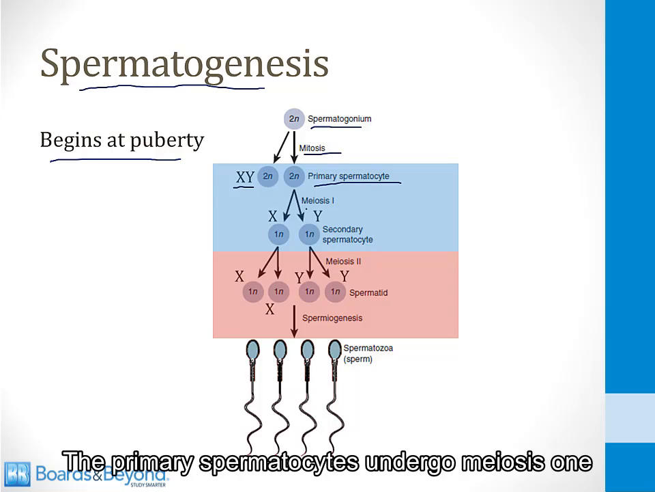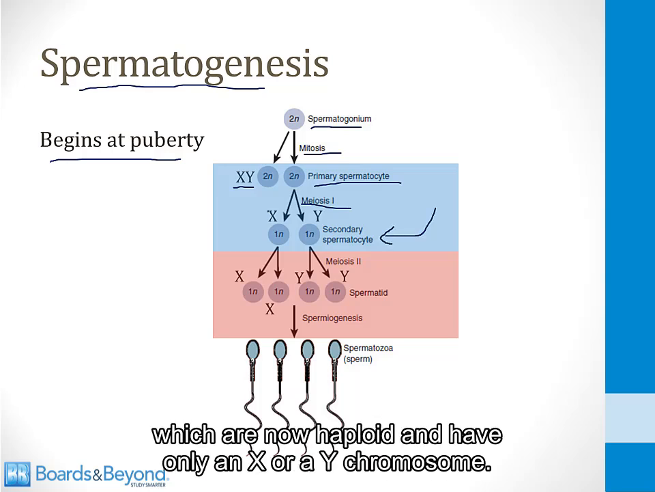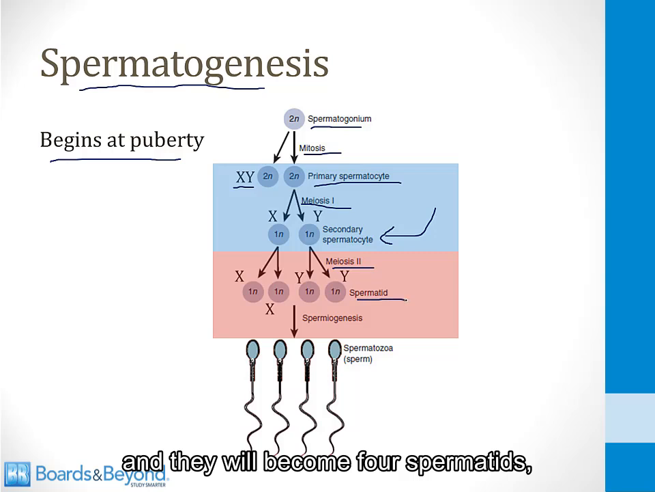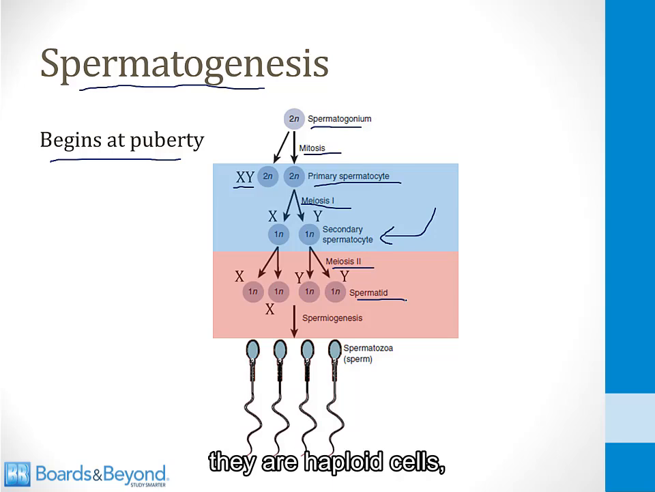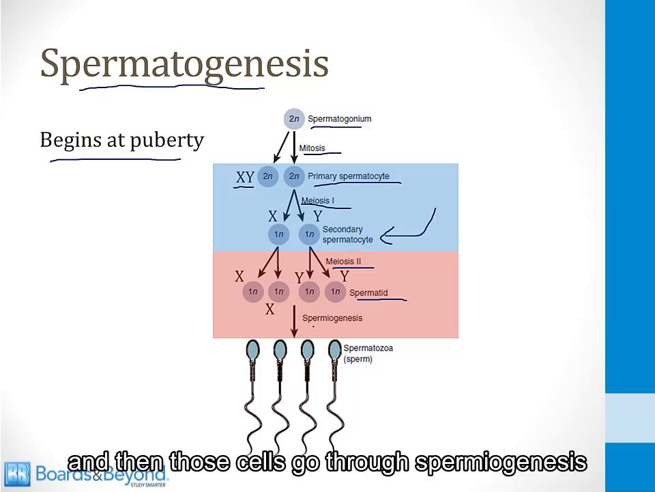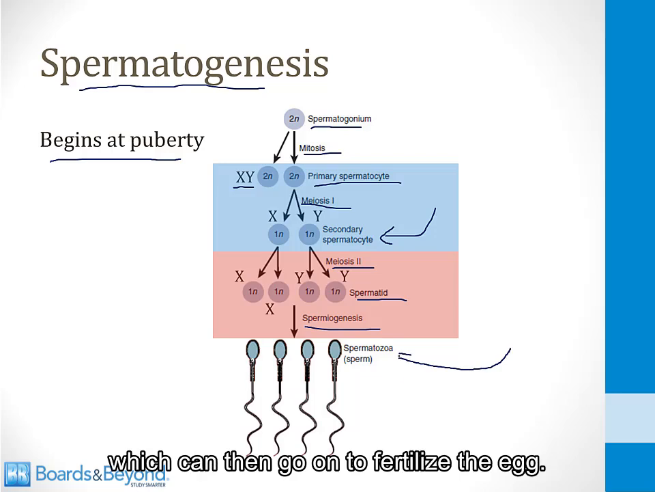The primary spermatocytes undergo meiosis 1, and they will become cells called secondary spermatocytes, which are now haploid and have only an X or a Y chromosome. Those cells will then go through meiosis 2, and they will become four spermatids, which are the cells which contain the separated sister chromatids. They are haploid cells. They contain only an X or a Y chromosome. And then those cells go through spermiogenesis and they become spermatozoa or sperm, which can then go on to fertilize the egg.